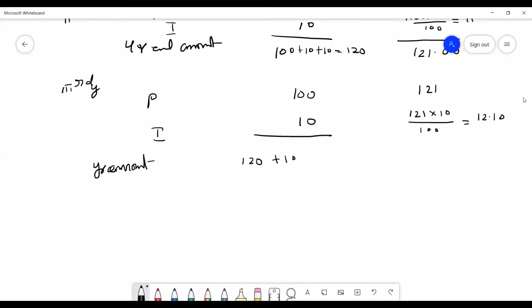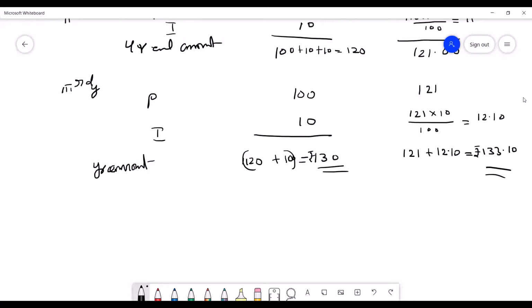120 plus 10, that is 130, but here it will be 121 plus 12.10, that is here we are going to get 133.10, means 133 rupees 10 paise. Here we are getting 130 only. So this is the difference between the simple interest and the compound interest.